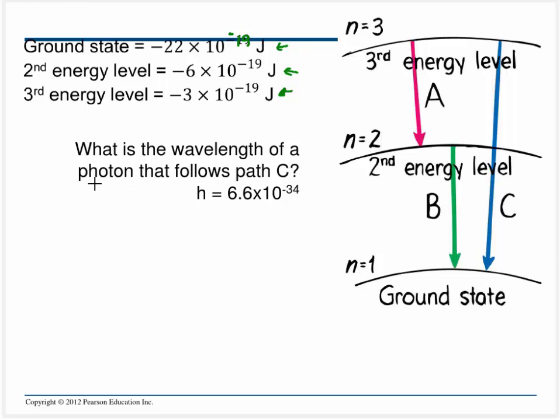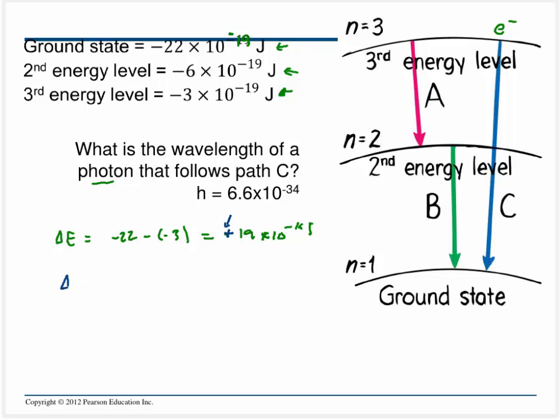So what would we expect the wavelength of a photon to be if we had an electron that was sitting at the n equal 3 state and dropped down to the ground state, or the n equal to 1 state? So you could convince yourself that we're talking about a change in energy that's going to be equal to the final minus the initial, so negative 22 minus negative 3 times 10 to the negative 19th, and that's going to be equal to negative 19 times 10 to the negative 19th joules. And the energy that this electron loses is going to be gained by a photon, so the photon is going to be the same number, but positive.